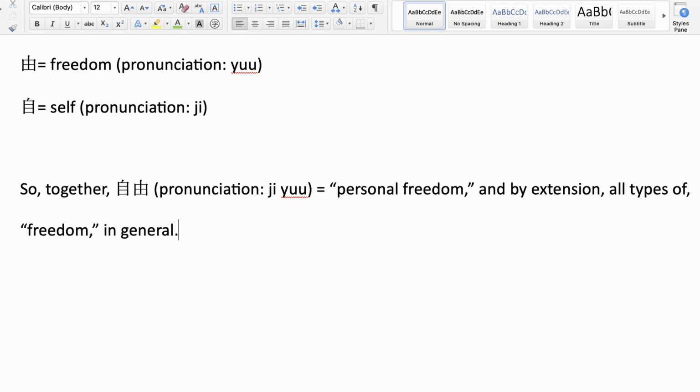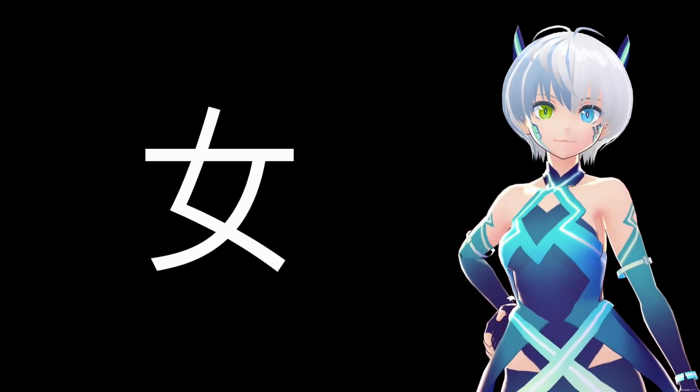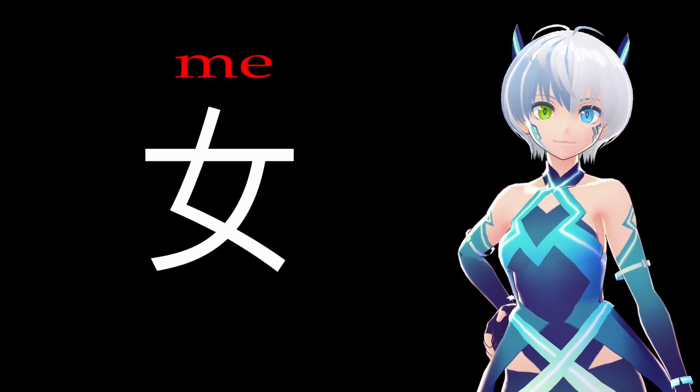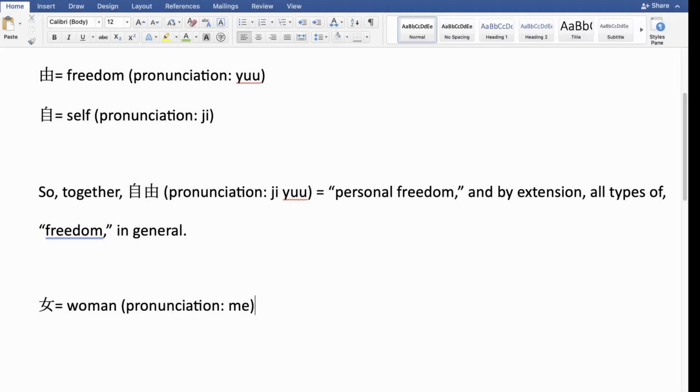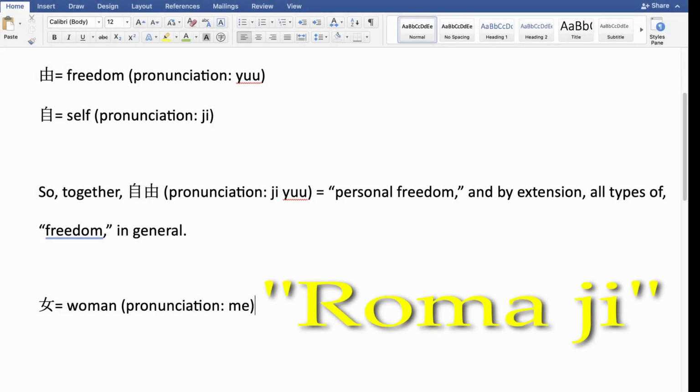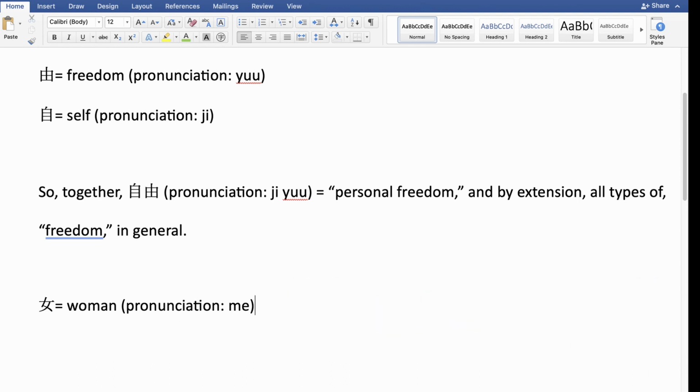Okay, now I'm gonna have to get you to remember a kanji I taught you in my last video, right here. This is the kanji for woman, and this kanji is pronounced me. Not me, but me. If you come from an English perspective, you see the letters M and E, and you're gonna wanna say me. Well, this is not English. This is Romaji. And if you're asking yourself what Romaji is, it's Romanized Japanese so we Westerners can read it. You're gonna have to use Romaji for now as training wheels.